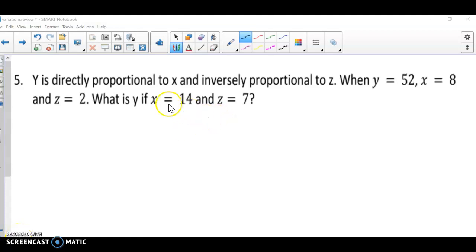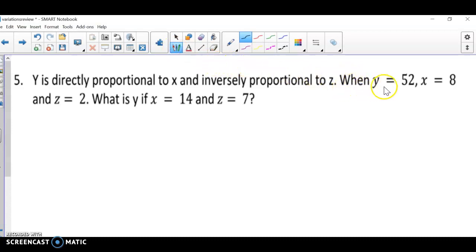All right, welcome back. We're going to just finish up our review for our variations test. And so my last question is number 5: y is directly proportional to x and inversely proportional to z. That part's going to tell me how to set up my equation.